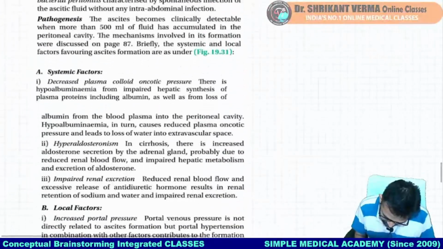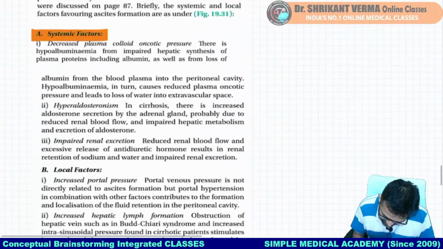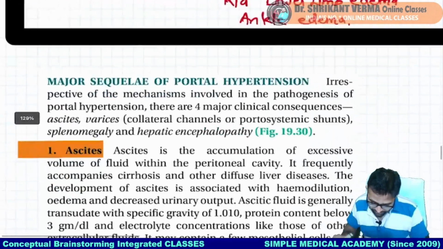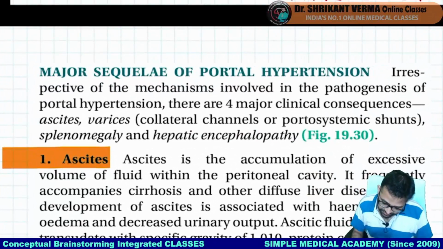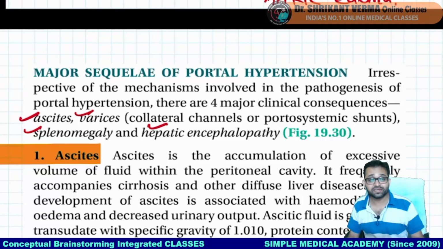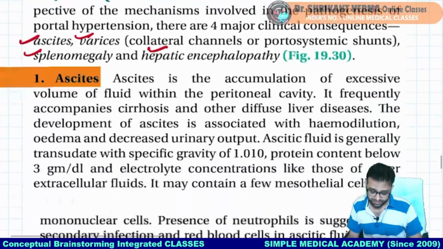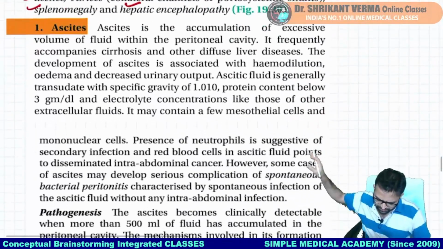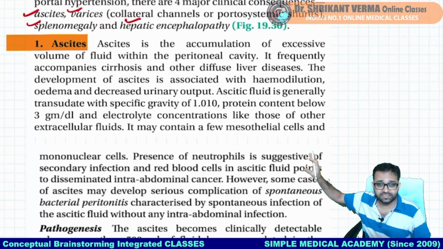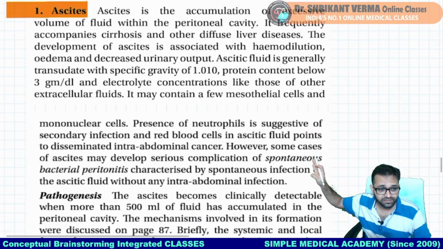Also, there are different systemic factors. In the systemic factors we will learn, then local factors, the different points we will learn. So in the major sequelae, what things will you see? Ascites, varices, splenomegaly and portal hepatic encephalopathy. So these are four important things. I think there is a page missing in this ebook, so only the ascites is given. I told you how the ascites is there.